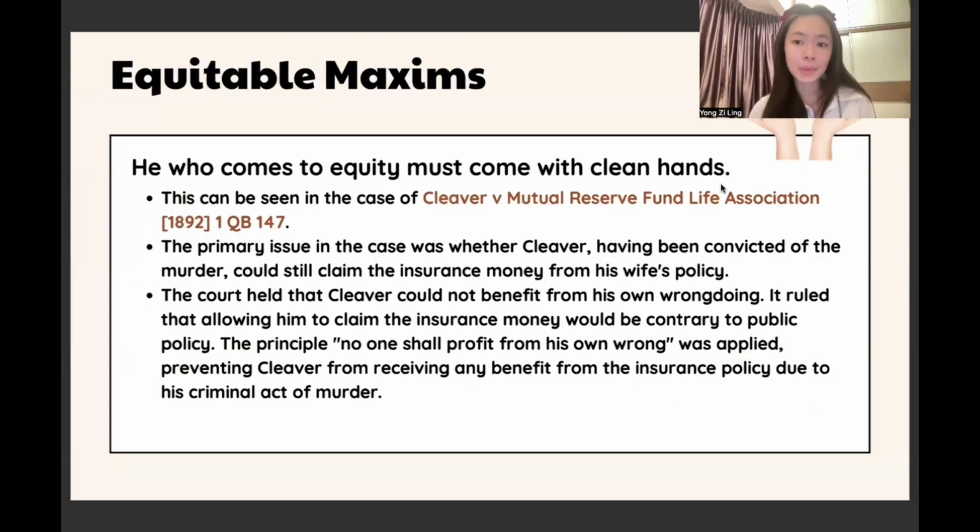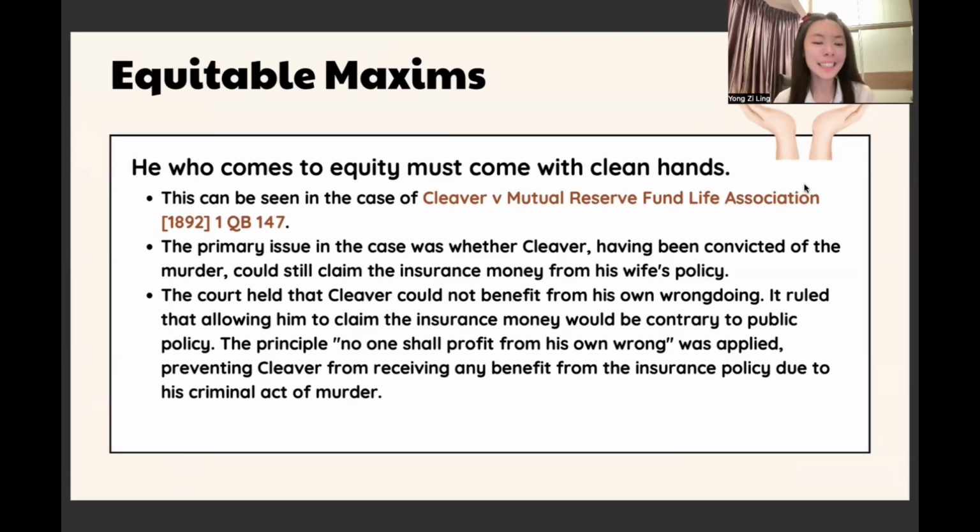The last equitable maxim we are going to look at today is he who comes to equity must come with clean hands. This can be seen in the case of Cleaver and Mutual Reserve Fund Life Association. The primary issue in this case was whether the plaintiff, having been convicted of murder, could still claim the insurance money from his wife's policy. The court held that Cleaver could not benefit from his own wrongdoing. It ruled that allowing him to claim the insurance money would be contrary to public policy. The principle "no one shall profit from his own wrong" was applied. This is to prevent Cleaver from receiving any benefit from the insurance policy due to his criminal act of murder.